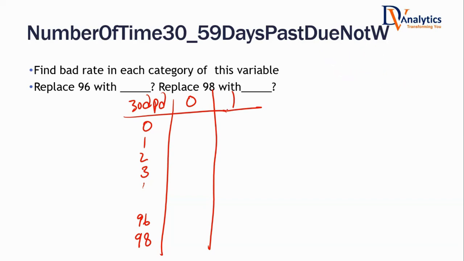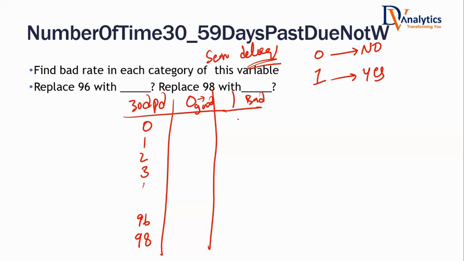Okay. Now what we will do is, this is seriously delinquent. If seriously delinquent is 0, what does that mean? Is the customer a good customer or a bad customer? 0 means no, so the customer is not seriously delinquent, which means a good customer. If seriously delinquency is 1, 1 means yes, that means a bad customer. Seriously delinquency is nothing but bad. Now usually, is the good rate high or the bad rate high? Good rate will be generally high.